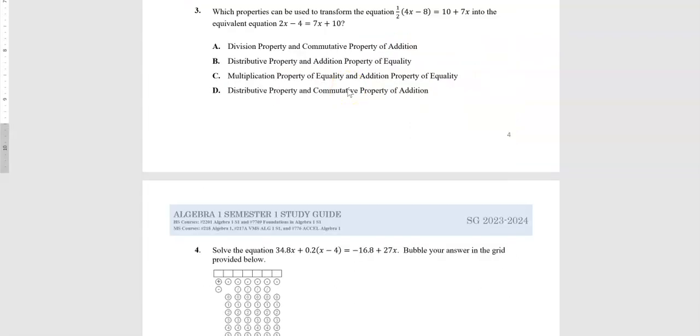All right, our next problem is looking at properties. We are trying to get this equation here transformed into this equivalent equation, and the way that we're going to do that is we're going to look at the left and the right here.